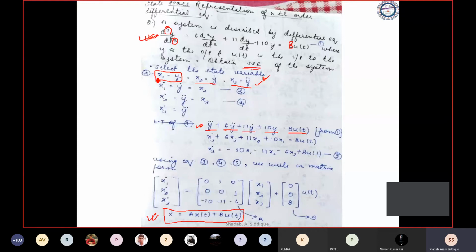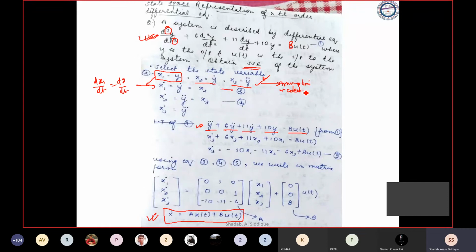I have differentiated both sides, so this can be written as x1 dot is equal to y dot. And we already know y dot is equal to x2, so we replace y dot with x2. That means x1 dot is equal to x2. That is equation number 3. This is the assumption, or selection.